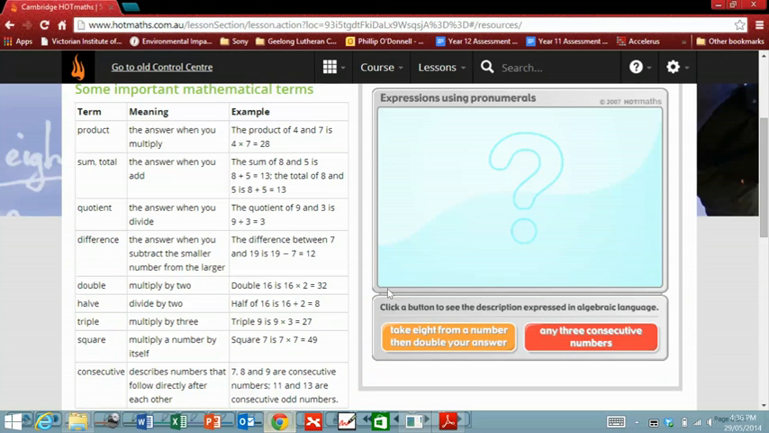All right, just want to quickly have a look at this one. So these two, I want you to do these on paper before we quickly go through them. Take 8 from a number and then double your answer. Okay, so I want you to pause and have a go at writing it up. See what you come up with. Off you go. Okay, welcome back.